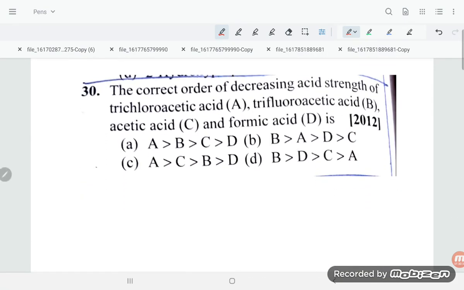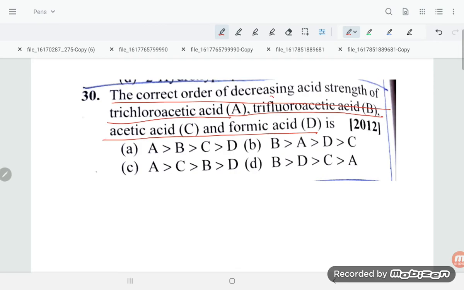Now let us move on to question number 30. The correct order of decreasing acidic strength in trichloroacetic acid, trifluoroacetic acid, acetic acid and formic acid. So these many acids are there, students, and they are asking which is the correct order of the acidic strength, dear students. So see, trifluoro is there in B. So B, fluorine is highly electronegative. So B will be the strongest acid. Then trichloro is there. So it will come to be A. Okay. So firstly it is coming to B and then it is coming to A.